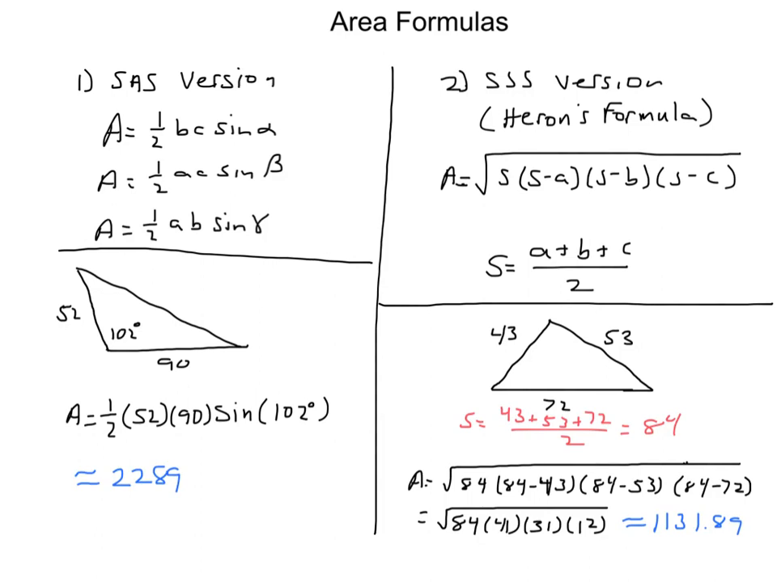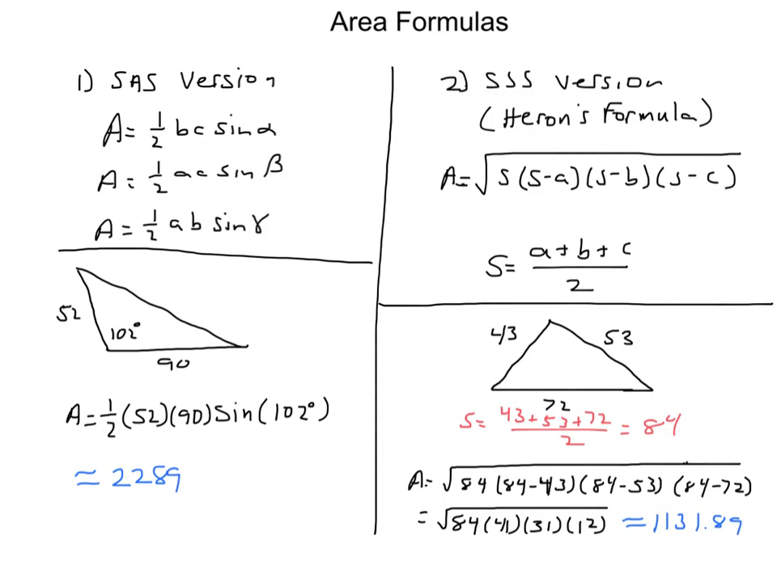In this case, I look at this problem. I have that's 52, that's 90, the angle's 102. I want to find the area of that triangle. And so I take area equals 1/2 times 52 times 90 times the sine of 102 degrees. I just put it in my calculator, and I'm going to get something that's pretty close to 2,289. So that would be the area of that triangle, in whatever the square units are.